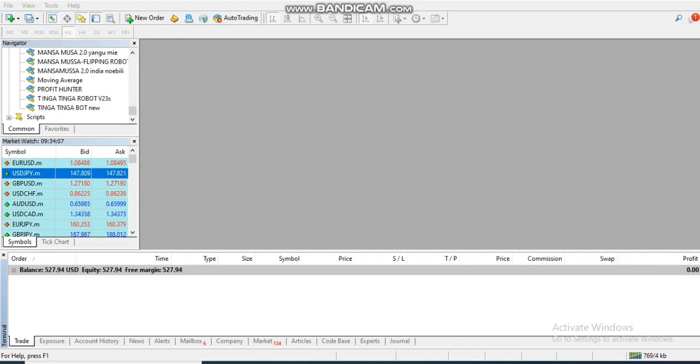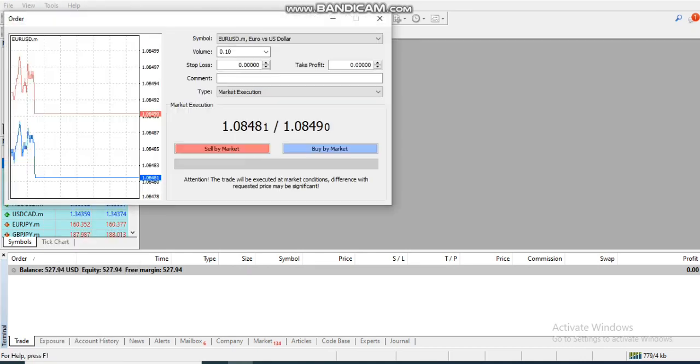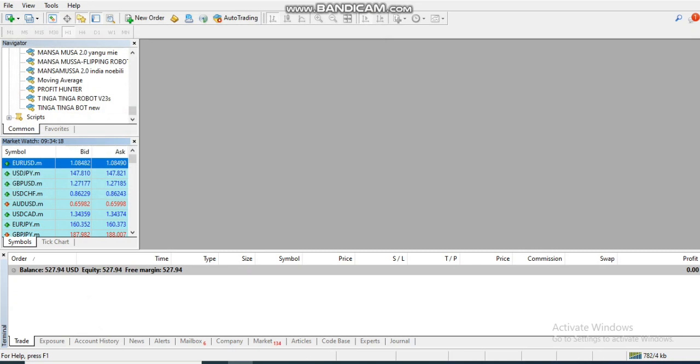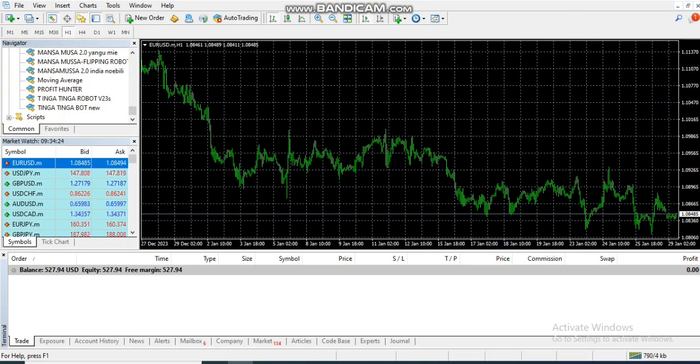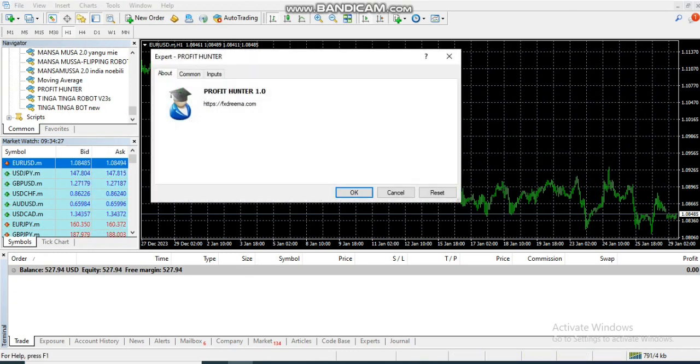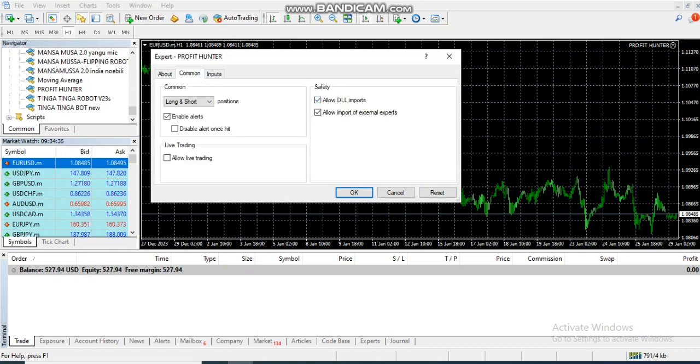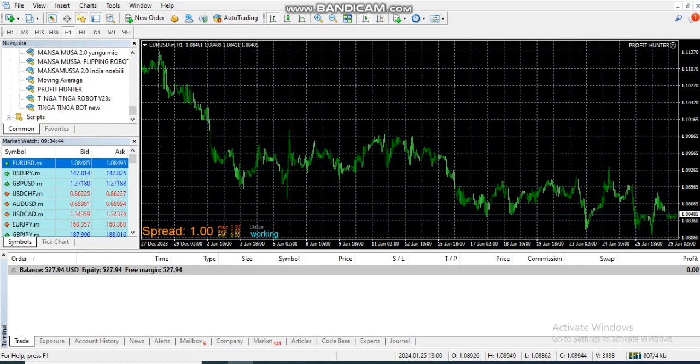We are just going to start by dropping EURUSD in the chart. After dropping it, we take our robots, and the Profit Hunter robot, like the way you see it, 1.0. We allow the DLL and allow live trading, and we put on the robot. As you can see, the Profit Hunter is at work, then we allow the auto trading like that.